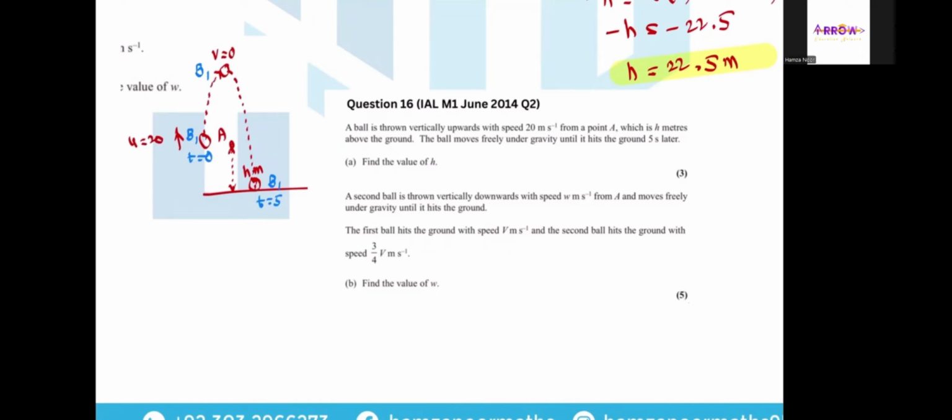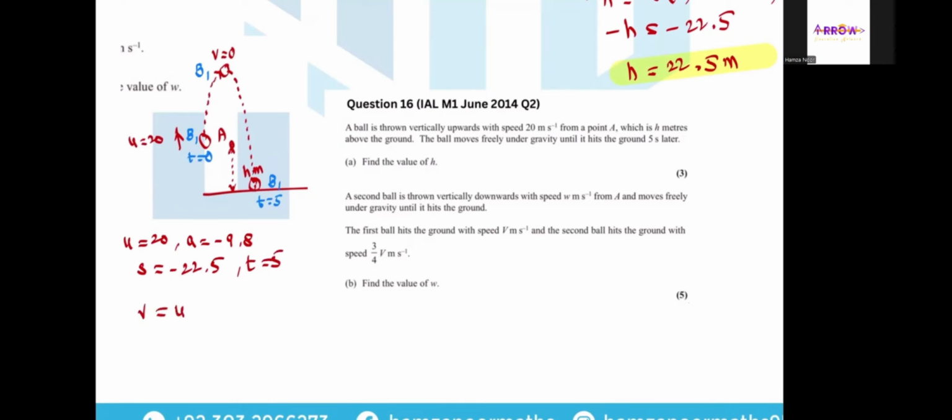So we are going to find the value of the velocity. Initial velocity is 20. I'm talking about the first ball only. Acceleration due to gravity is minus 9.8, and the displacement is minus 22.5 meter when the ball hits the ground when t equals 5. And we need to find the value of v.